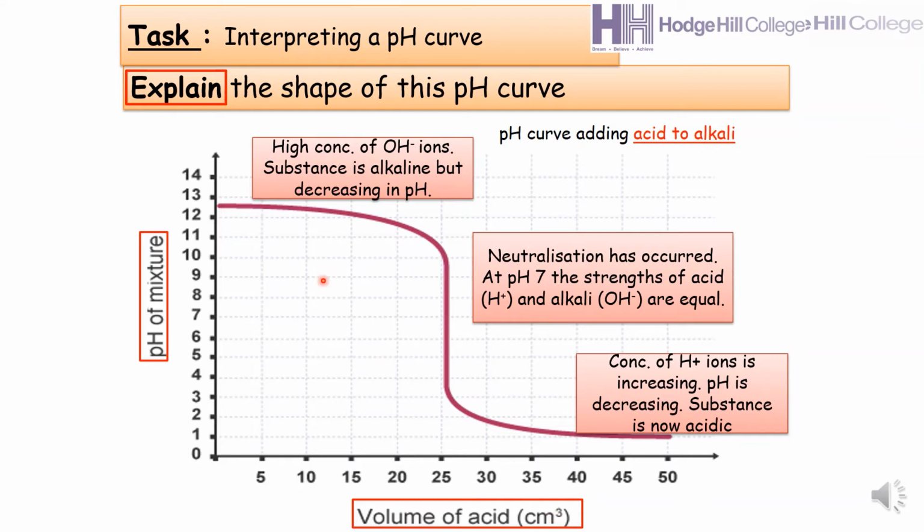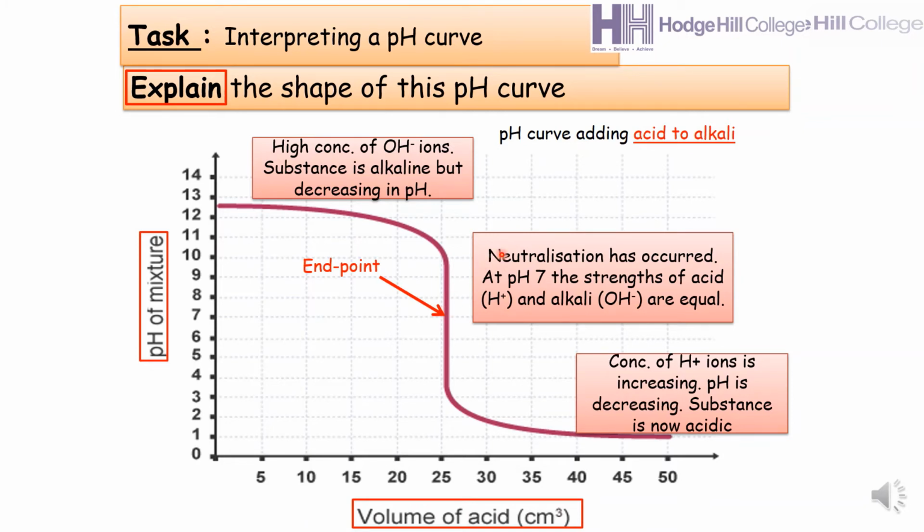Now, let's get to the main bit of this. This is a pH curve when you add an acid to an alkali. So at the top, as you can see, you have a high concentration of OH minus ions because at the top is a very, very strong alkali. Now, as the curve is going down, the substance is still alkaline, but it's decreasing in pH number. So from here, it's approximately at 13, going all the way down to about 10 here. Eventually, it carries on going to about 7, and then that will give us our endpoint here.